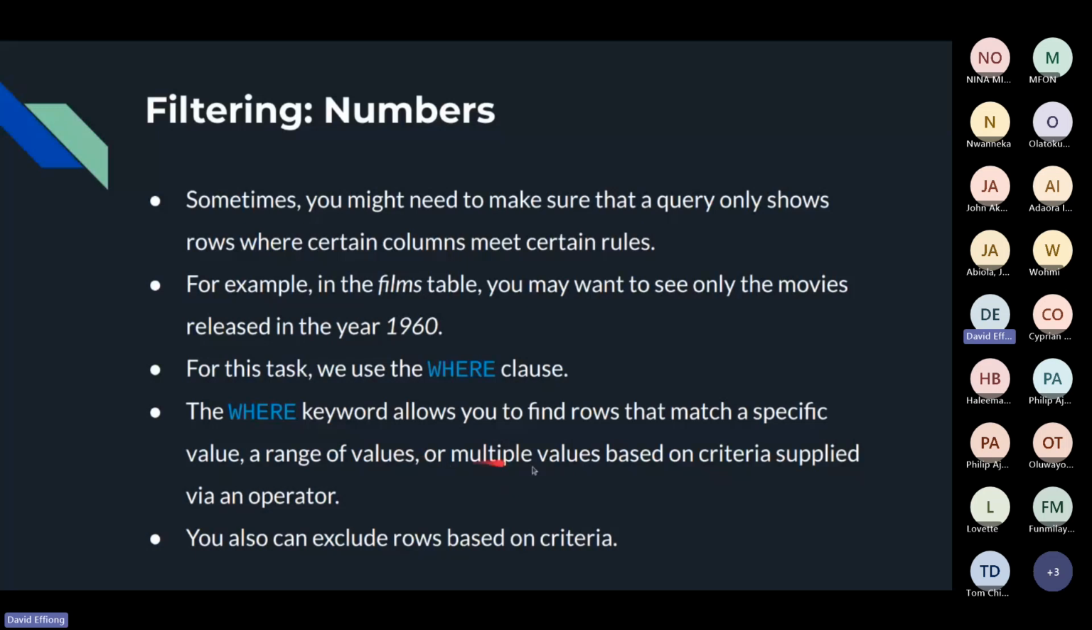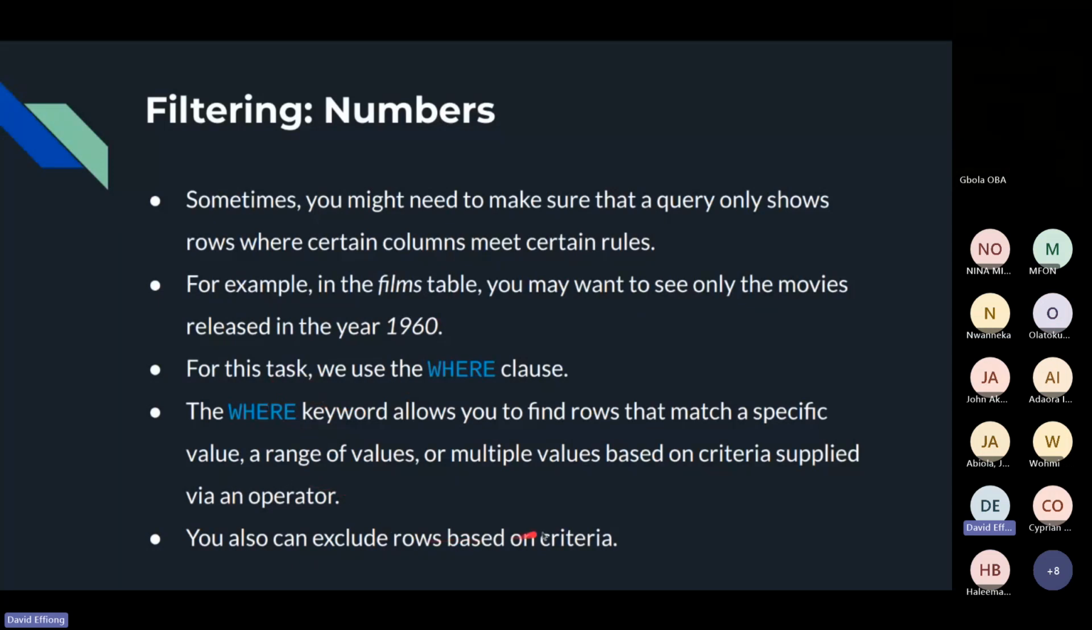And then there are multiple values, based on criteria supplied via an operator. Don't worry, we're going to look at what an operator means. Let me explain this part on multiple values. Multiple values mean maybe you want to find the movie that came out in 1960, the movie that came out in 2000, and the movie that came out in 2010. So you have three different values there: 1960, let's say 1999, and 2010. Use the WHERE keyword to get that. Another thing is you can also exclude rows based on criteria. This means maybe you want to view all the movies that came out in all the years except the year 1960. So you exclude all the movies that came out in 1960. It's also something that the WHERE clause allows you to filter by.